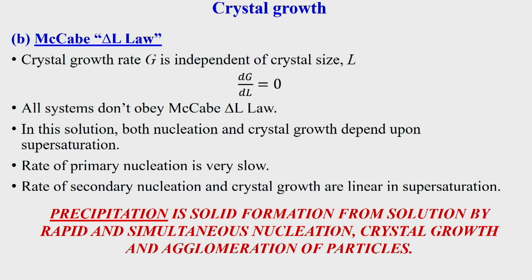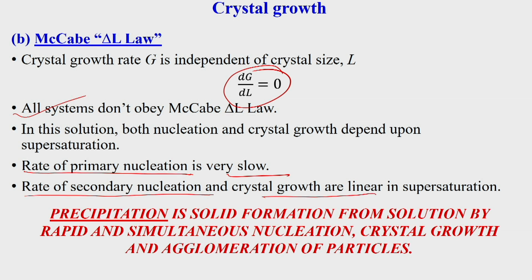Okay. So then the second one is the McCabe delta L law, where the crystal growth rate G is independent of the crystal size L. That is why dG/dL is equal to 0. All systems do not obey this McCabe delta L law. In this case, both nucleation and crystal growth depend upon the supersaturation, but the rate of primary nucleation is very slow and the rates of secondary nucleation and crystal growth are linear in the supersaturation.